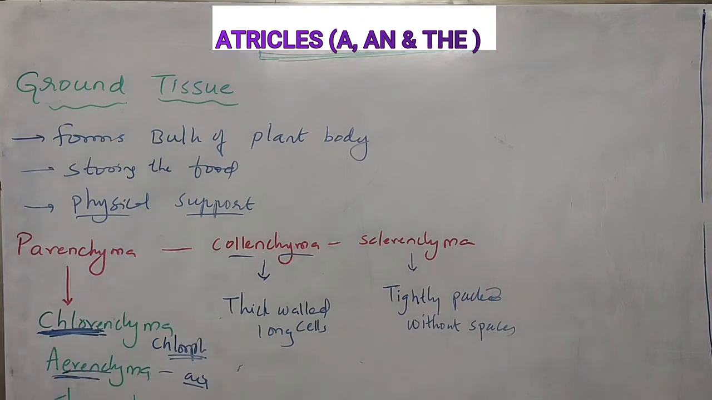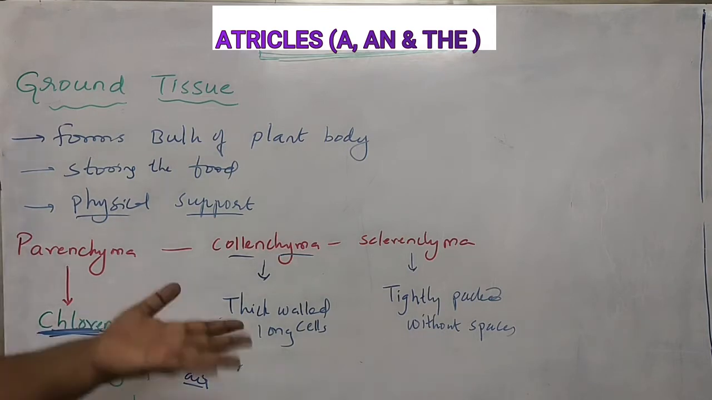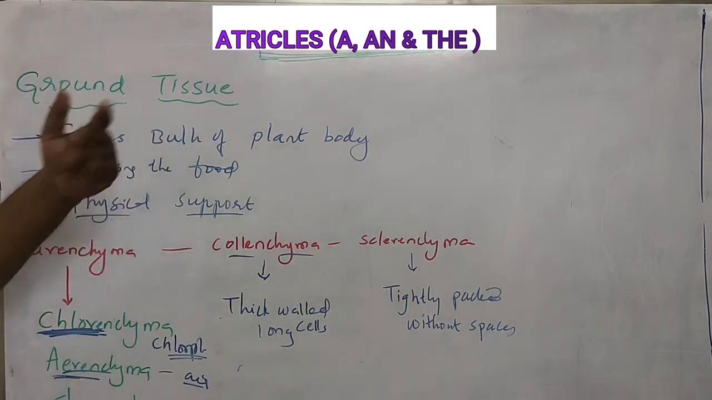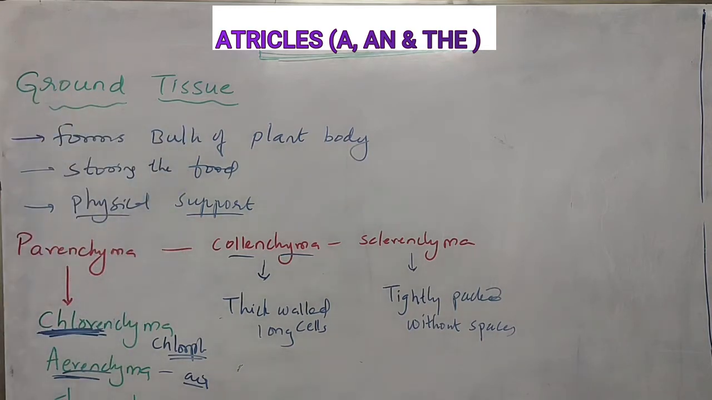Whereas meristematic tissues, they are helping in the growth of the plant. And then coming to the dermal tissue, it is helping the plant in protection, right? It is giving protection to the plant. And third one is the ground tissue. It is giving the physical support to the plant, storing the food, isn't it? And also forms the maximum part of the plant body. Is it clear, children? Okay.